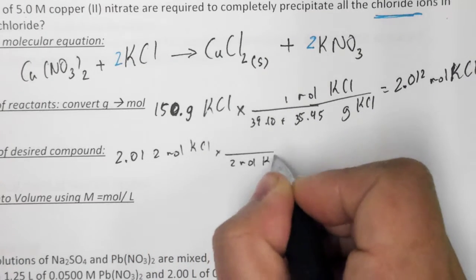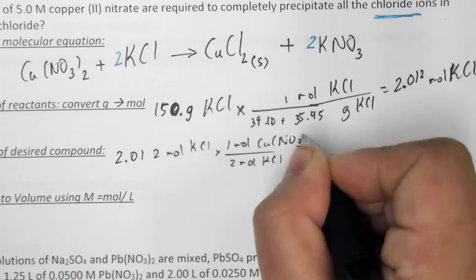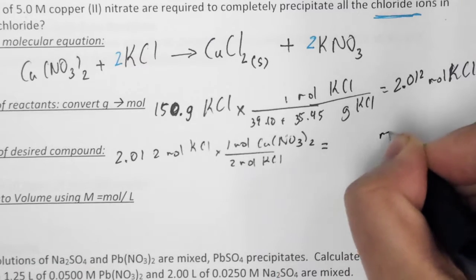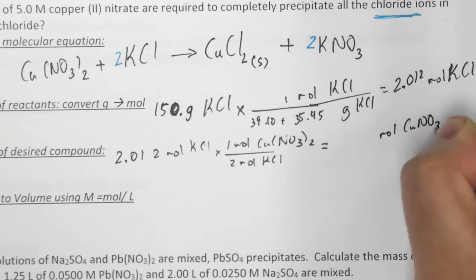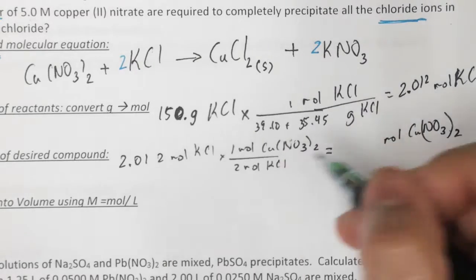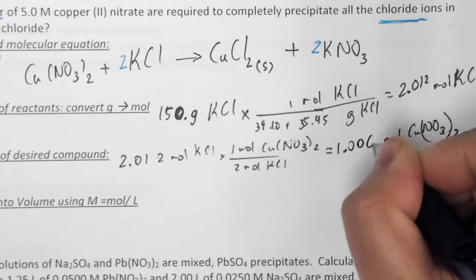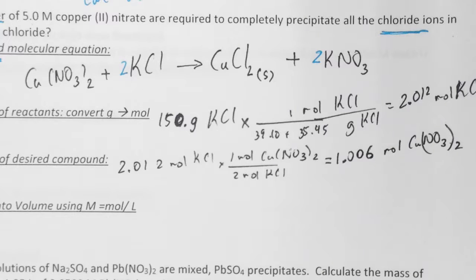2 mole of KCl is 1 mole of Cu(NO3)2. That is going to give you moles of Cu(NO3)2. Okay. I'm just going to do that without a calculator. That's 1.006. I can divide that one, right? No problem. Okay. Now that I have the moles of copper(II) nitrate, I can now find the volume because I have a molarity of it from before.